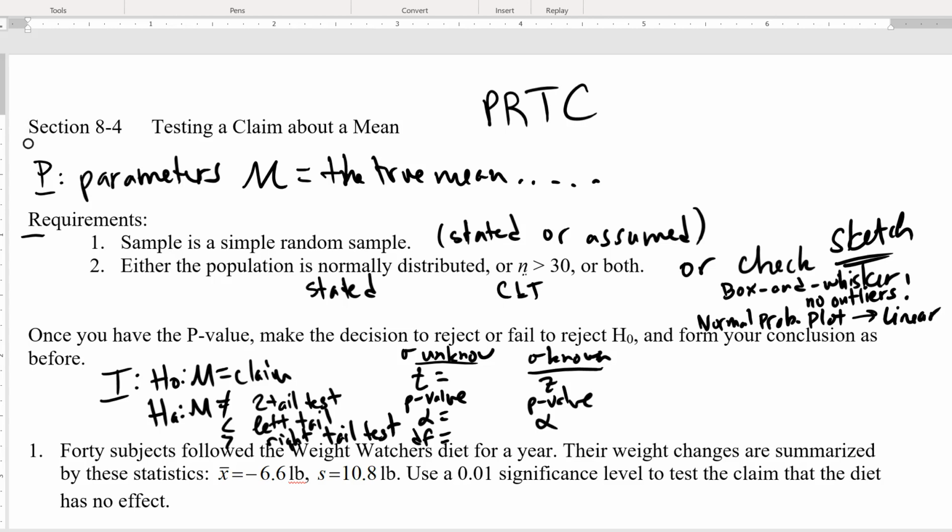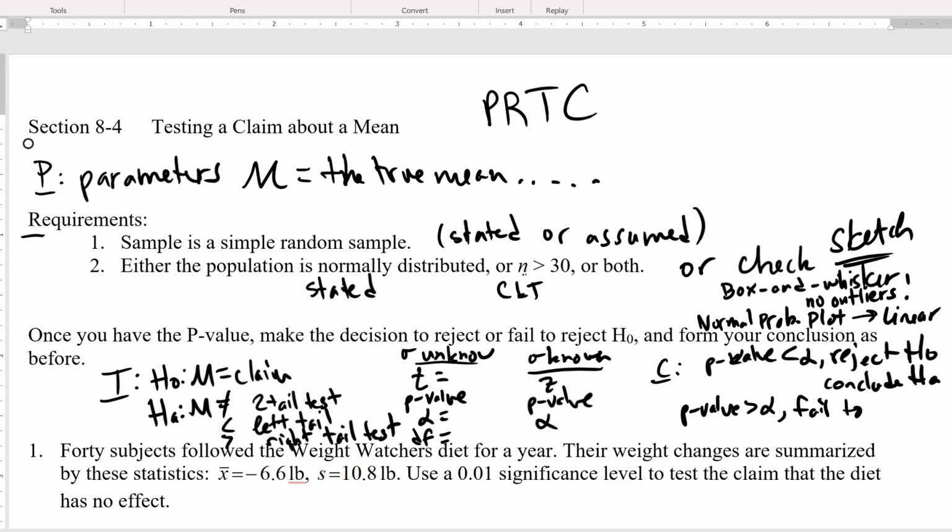Okay? And based on this, we'll write a conclusion. If the p-value is less than alpha, reject the null, conclude the alternative. I'll be a little wordier with that. If the p-value is greater than alpha, fail to reject. So that's the short version of what I've already gone over with PRTC. The hypothesis process is the same here.